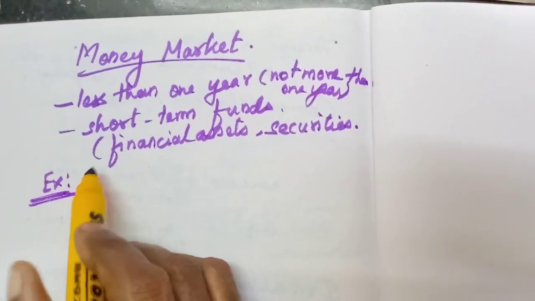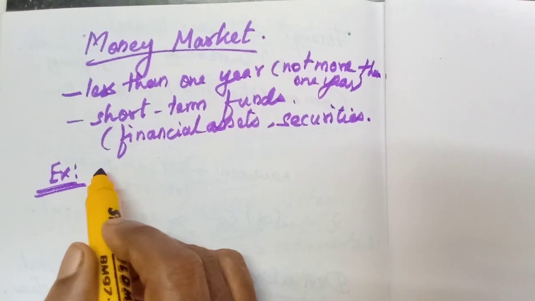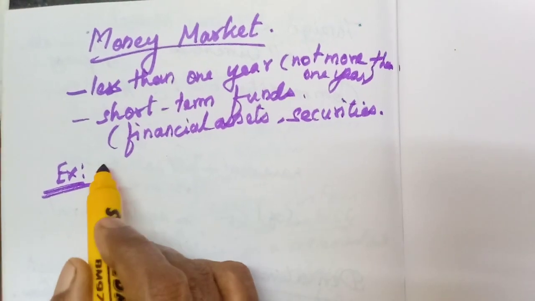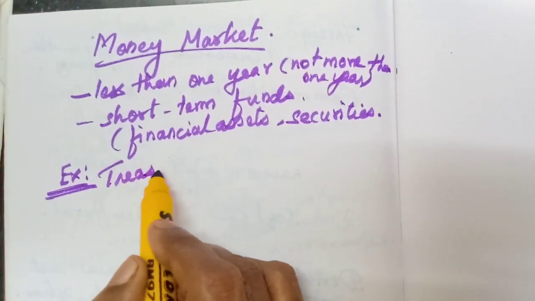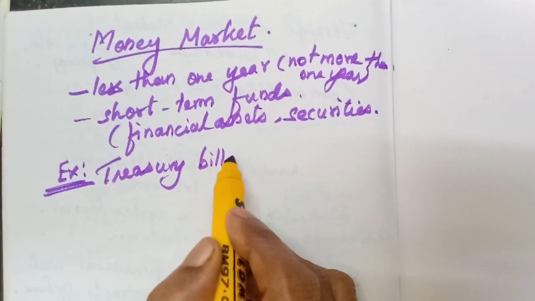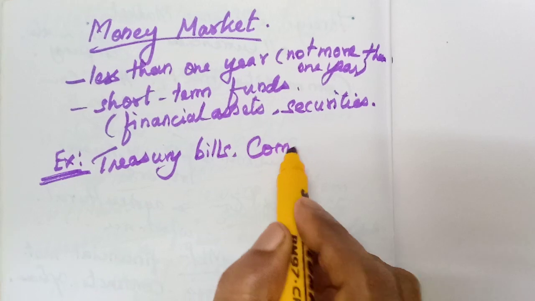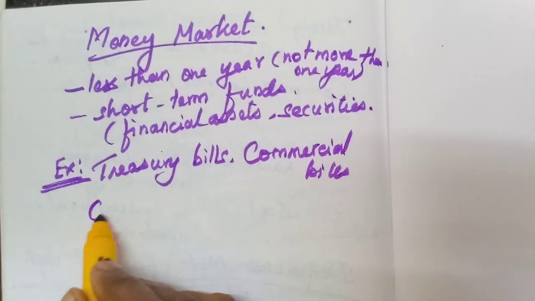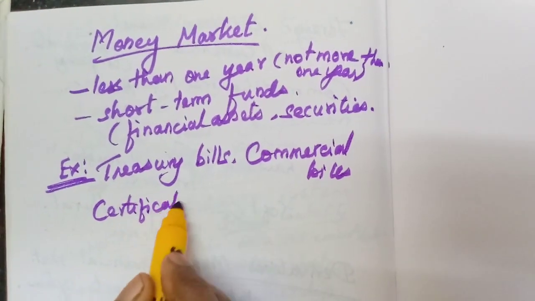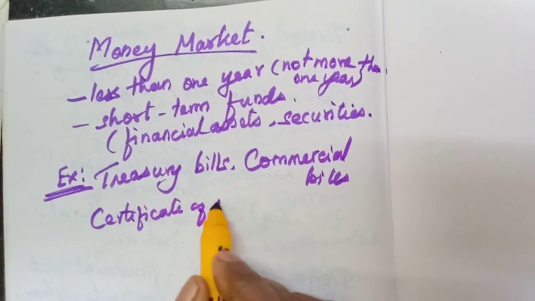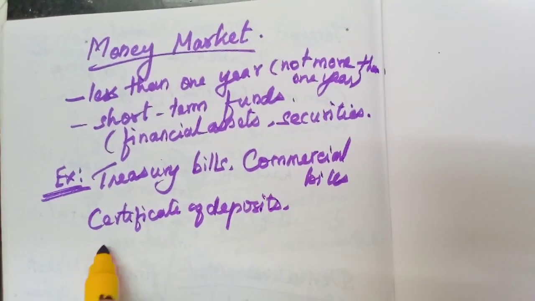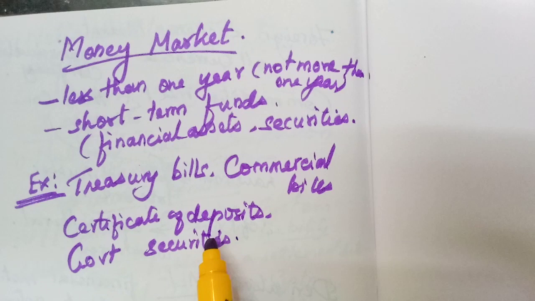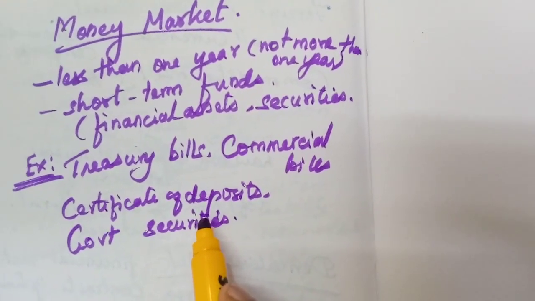Not money market, the securities, short-term funds. What are the examples of money market securities? There are many given. Now they have given two or three only. The treasury bills, which you might not have heard of. Then commercial bills, certificate of deposits, and government securities. All these are examples of money market, that means the short-term securities.